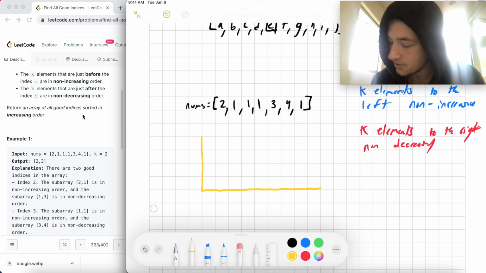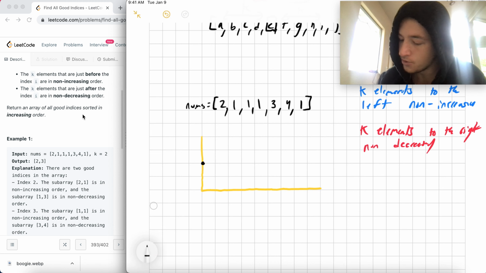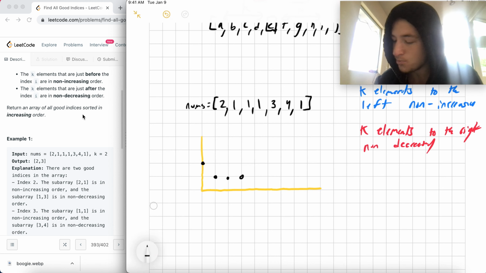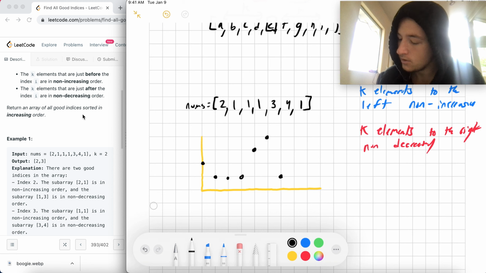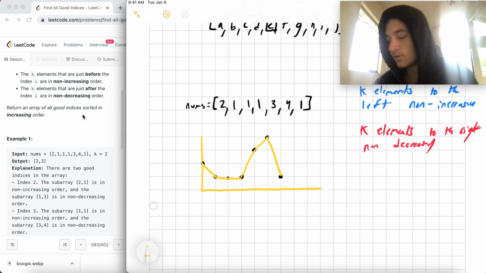If I look at each of these numbers, 2 is the first number. I guess it should actually start here. 2, and then 1, and then 1, and then 1, 3, and then 4, and then 1. I'm literally just graphing these points out. This is just to help us see what's happening here.